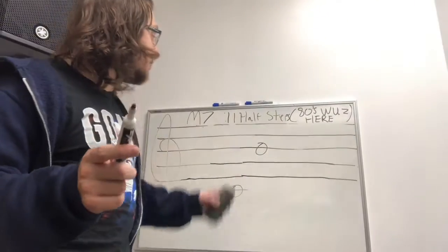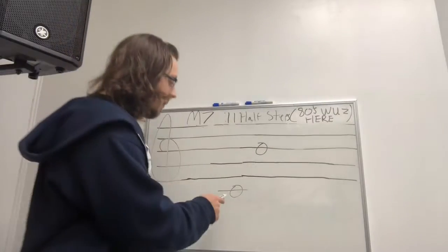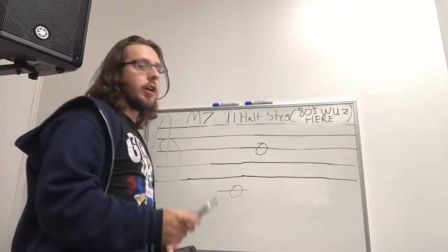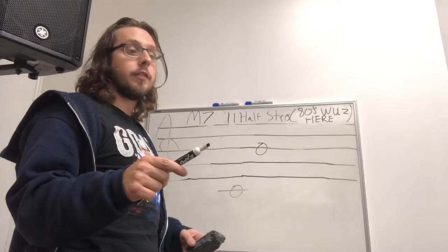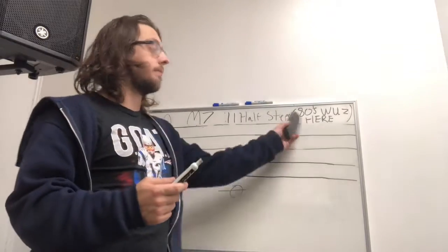Coming in at 11 half steps is the major seventh, from C to B natural. The reference I use is the chorus melody in Take On Me.